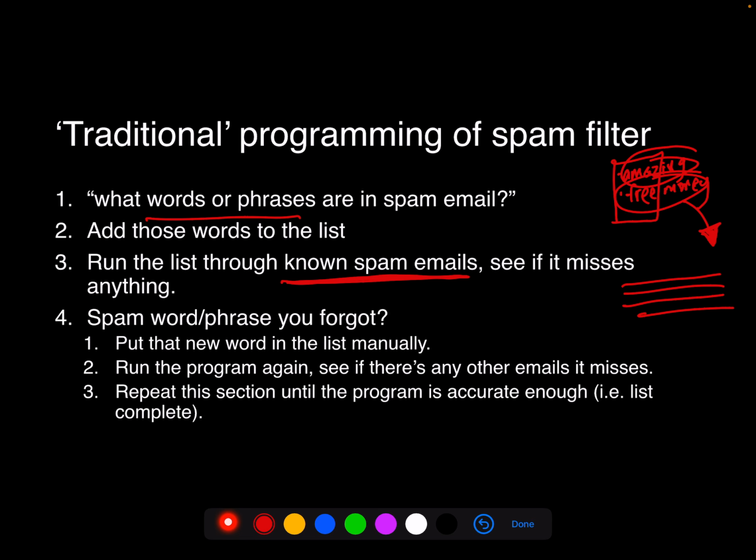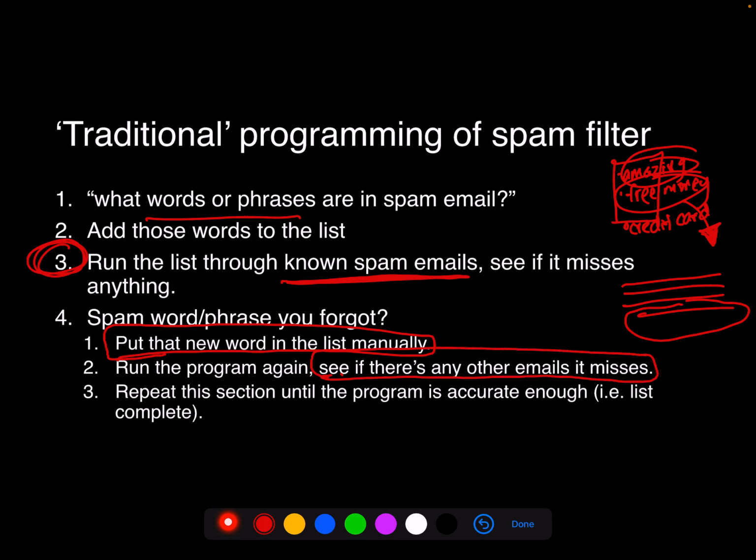But then let's say that a particular email was not flagged by the program and we know that it's spam. Well, what you as the programmer would have to do is put that new word in the list by yourself. You would open up the program, go to where the list is, and add a word. Let's say the new word was credit card. You would add credit card to the list because that's what was in this email. And then once again, you would run the program, you would do step 3 again, and see if there's any other emails it misses. Obviously, the email that had the credit card last time would be flagged this time.